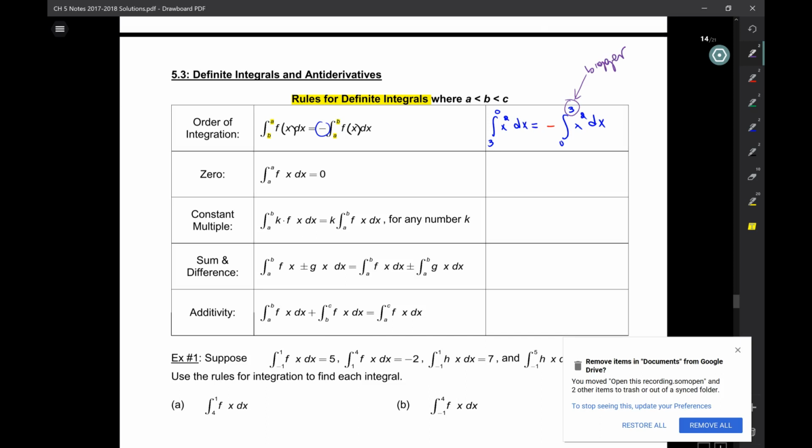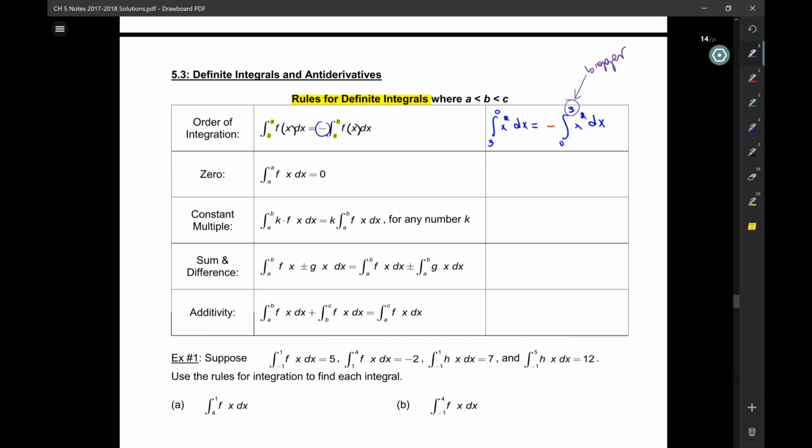Okay? Find the integral of f of x dx. Now remember, integral is area. From a to a, right? Well, how much area is enclosed? 0. So that'll just be 0. So for example, the integral from 2 to 2 of sine x dx is just 0.